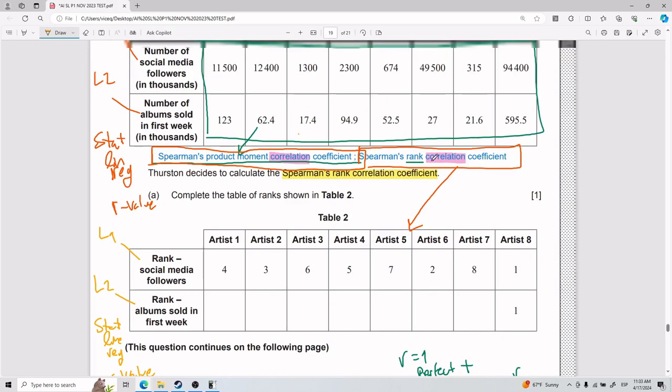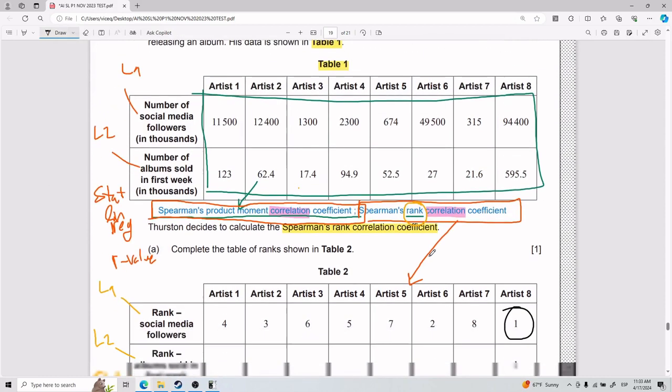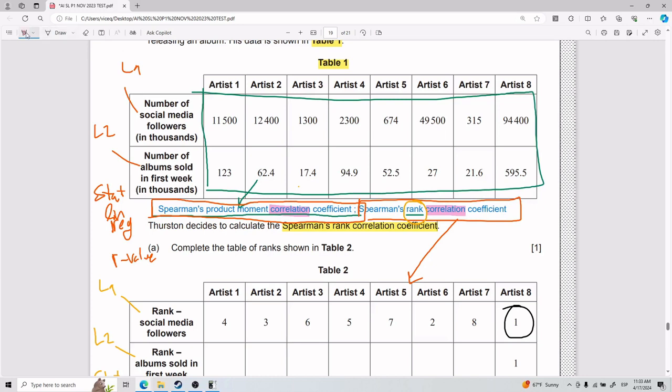The thing is, because we're talking about a rank correlation coefficient, you have to rank the social media followers and rank the albums sold in the first week. What do I mean by rank? You have to order them, okay? Clearly, as you can see here, artist number 8 is number 1. Why? Because artist number 8 has the most social media followers. Which one has the next largest amount? This 49,500, which is why it is second in rank.